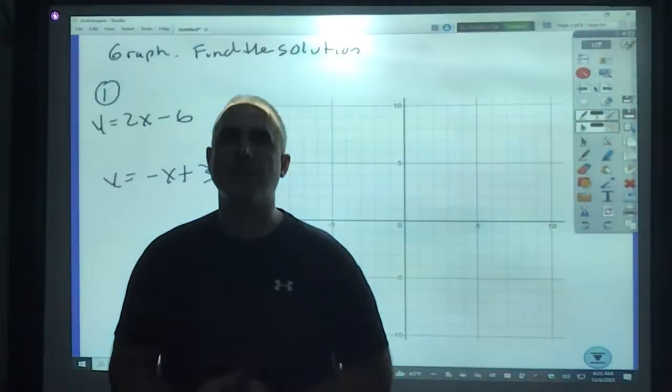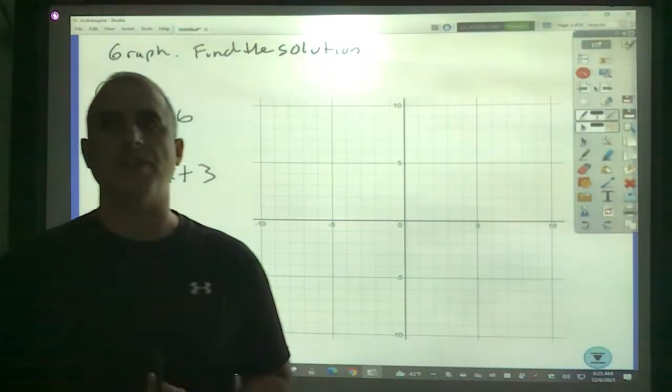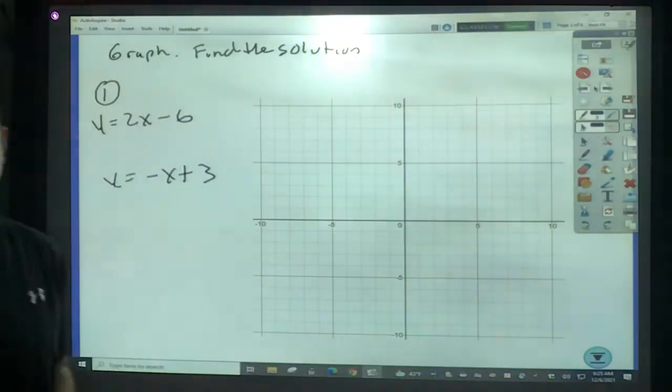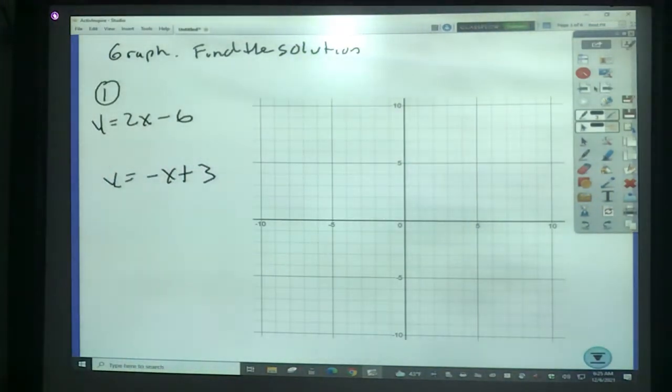Okay, this is going to be a lesson on systems of equations, solving by graphing. Basically it's going to be very simple. What you're going to do is graph each of these lines.